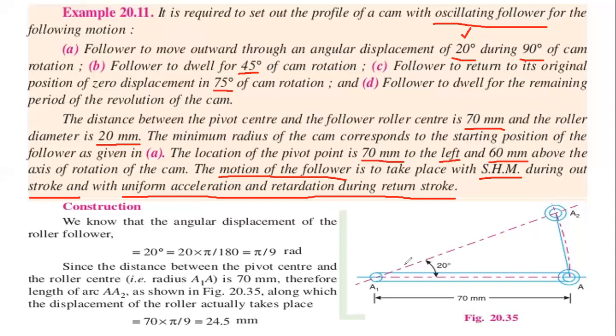First of all, we need to find the angular displacement of the roller follower. They have given us 20 degrees during the outstroke angle of 90 degrees. So the angular displacement of the roller follower is 20 into pi by 180, which is pi by 9 radians.